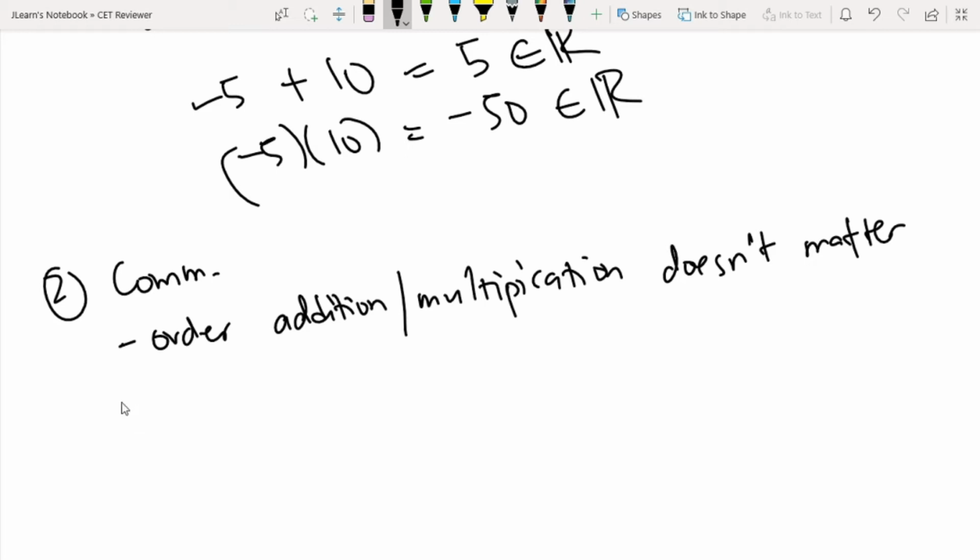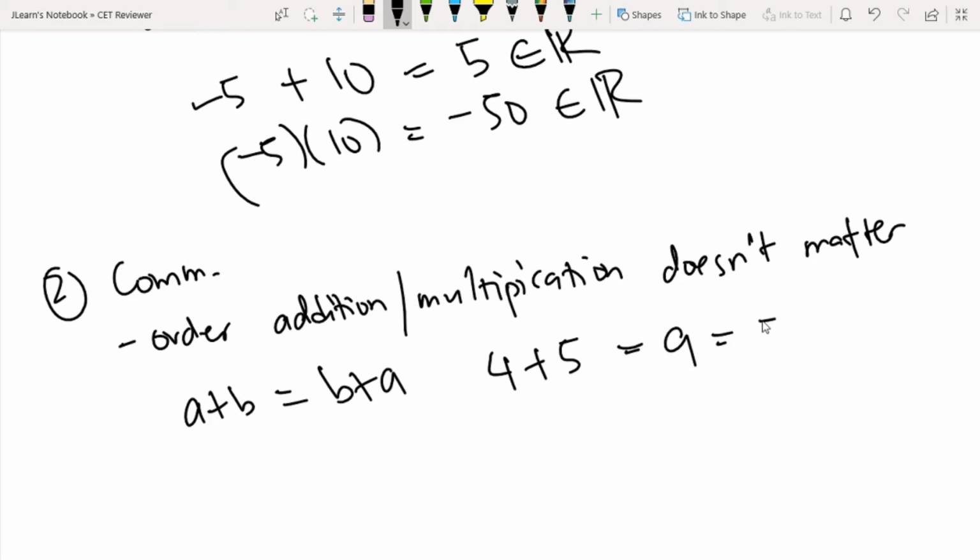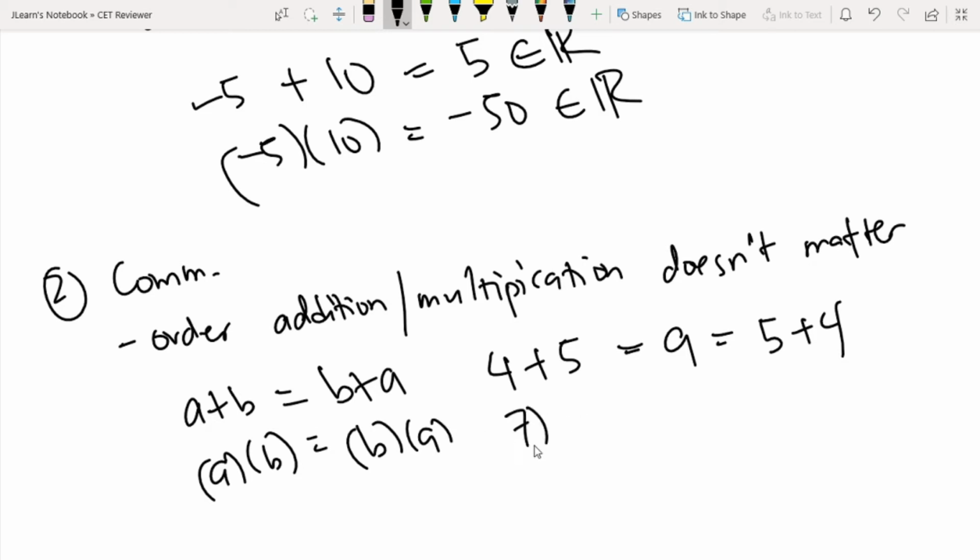So, kunyari, a plus b, wherein both of them are real numbers, equal dapat yan sa b plus a. So, kunyari, 4 plus 5 ay equal sa 9 and equal din yan sa 5 plus 4. Okay? So, pwede rin yan sa multiplication, no? A times b equals b times a. Okay? So, 7 times 2 equals 14, equal din yan sa 2 times 7. Okay? Yun ang commutative property.